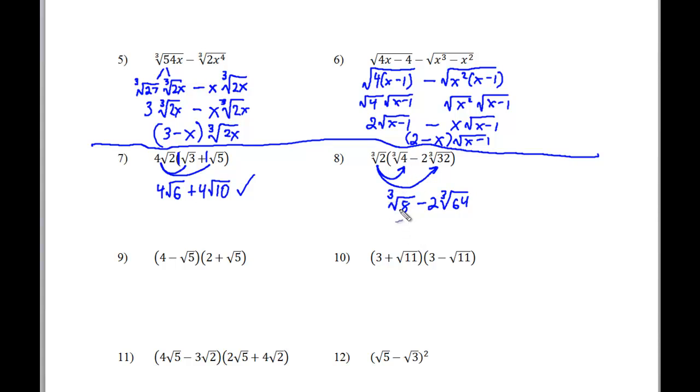Now, what's nice about these is that you can see that the cubic roots will actually simplify. The cubic root of 8 is 2, minus 2 times the cubic root of 64, and the cubic root of 64 is 4. So here, I'm going to rewrite the problem: 2 minus 8, and 2 minus 8 is negative 6.